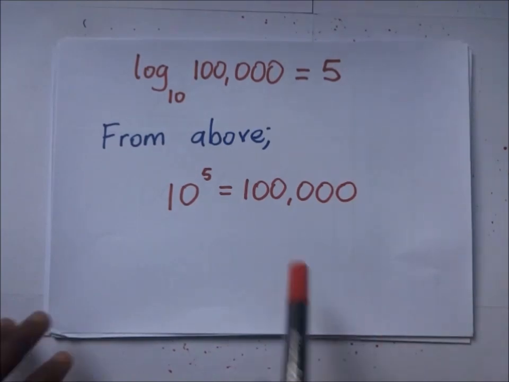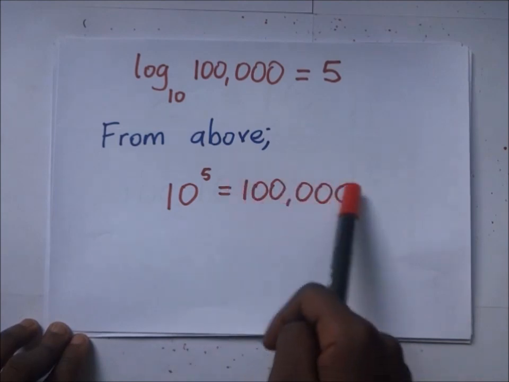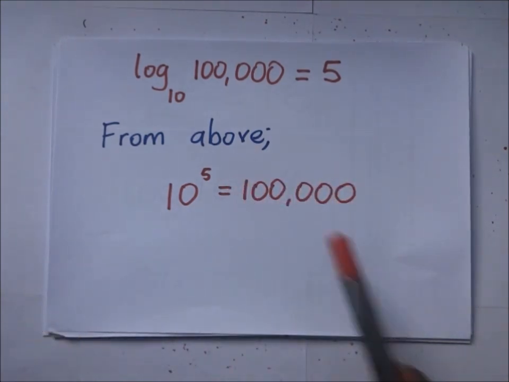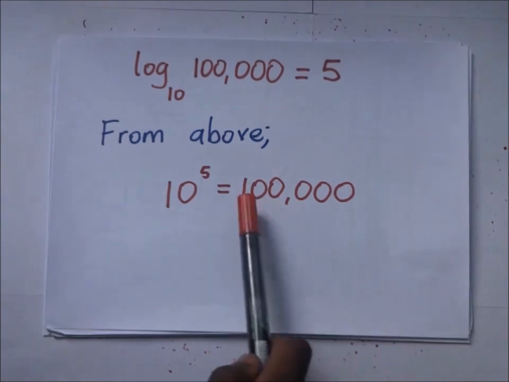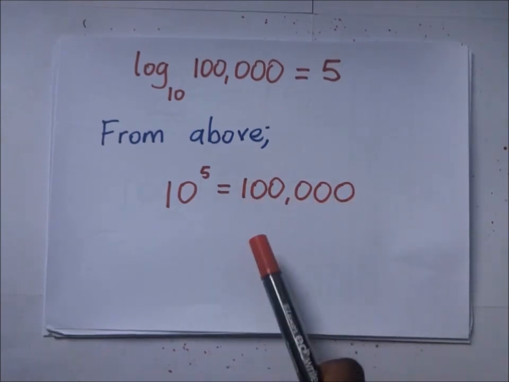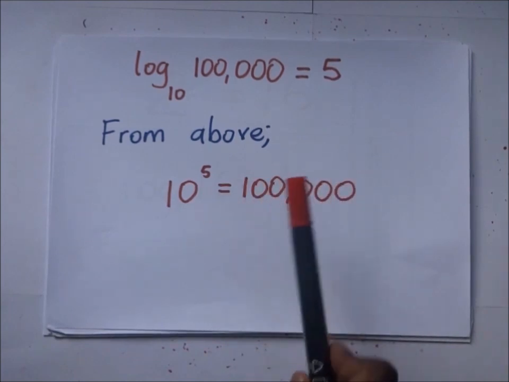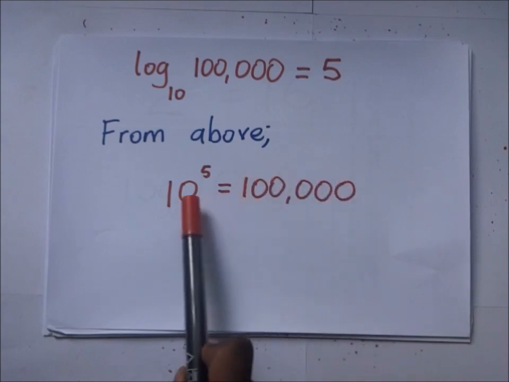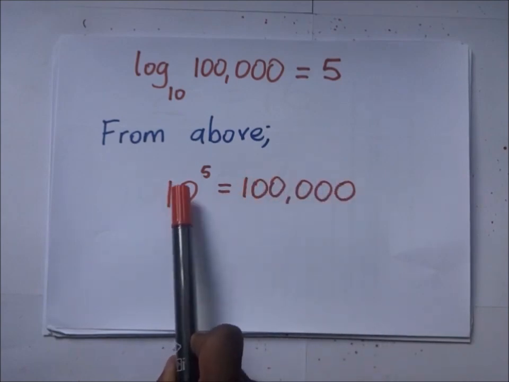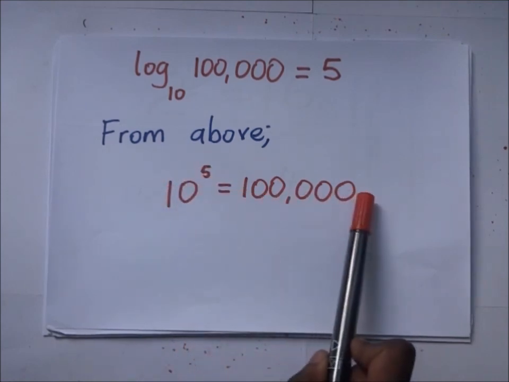Take a look at this number. This is 100,000. From our definition, what is the logarithm of 100,000? Now, the logarithm of 100,000 is going to be the power to which 10 must be raised for us to be able to get that number. If you look at 100,000, it has 1, 2, 3, 4, 5 zeros. Now, to what power should we raise 10 so that we are able to get 100,000? Of course, we are supposed to raise 10 to the power 5. If we raise 10 to the power 5, then we'll be able to get 100,000.